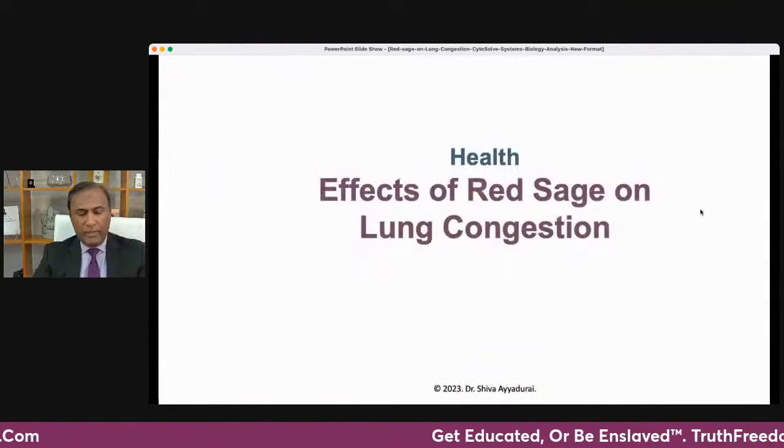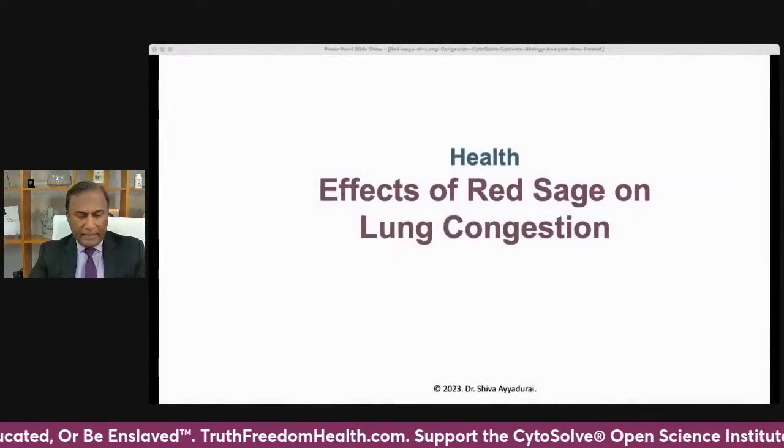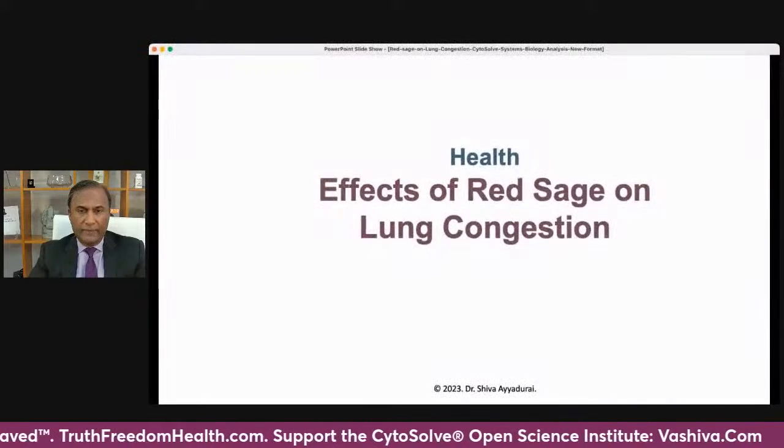So now we want to look at how red sage affects those pathways. You can think about those pathways as molecular machines. And the red sage has, remember, different compounds, and some of those compounds can beneficially affect those 4 pathways to lower stuff and that 5th one to increase. So let's look at that, okay?